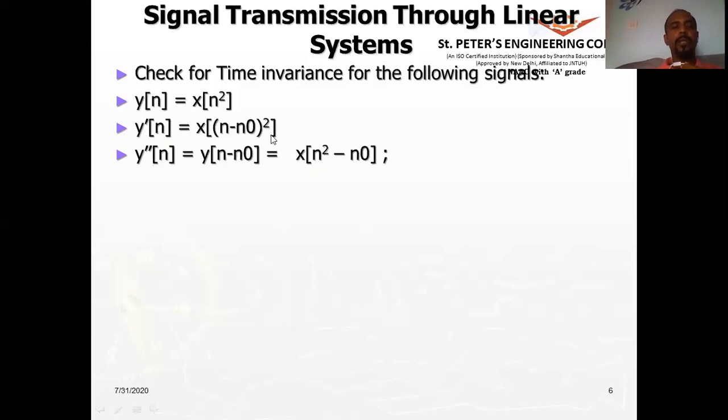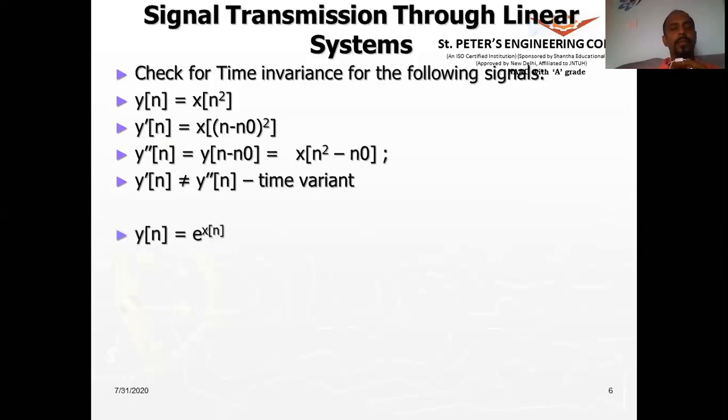Okay, so in either way, the y dash of n is not equal to y double dash of n. So therefore, the system is not the same. That means it varies with time. Therefore, the system is time variant. It is not time invariant. So the system is a time variant system. Let us take one more problem.